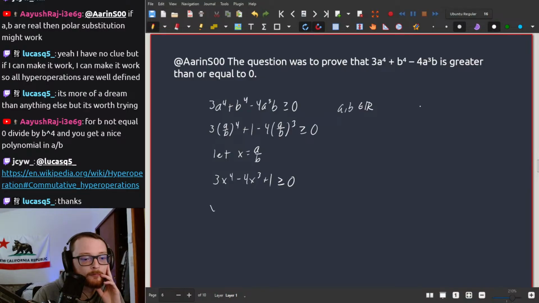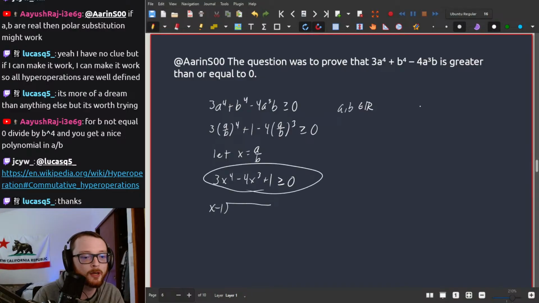We need to show that all the roots of this thing are either complex or multiplicity 2, right? So they bounce.